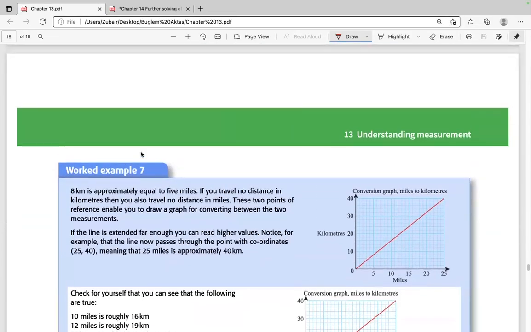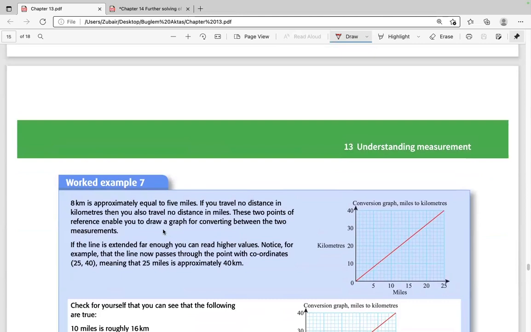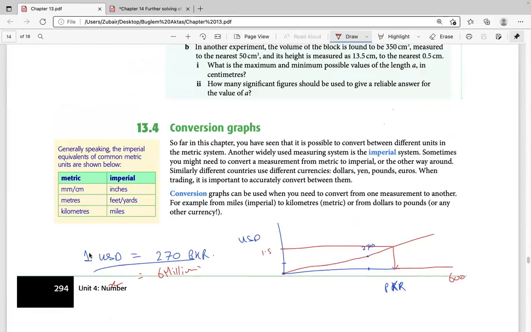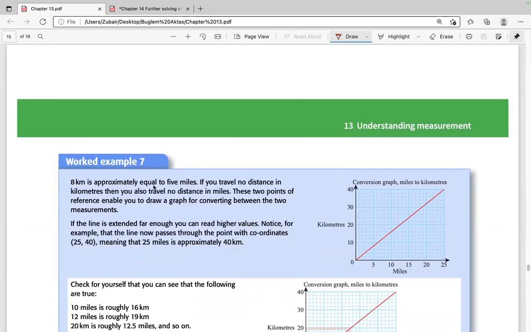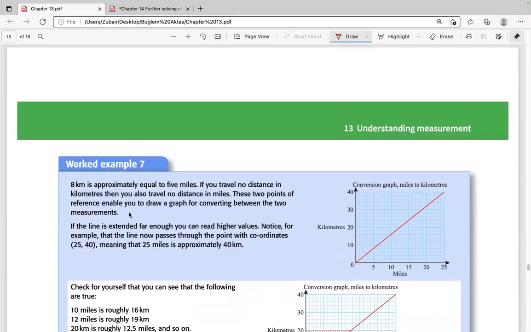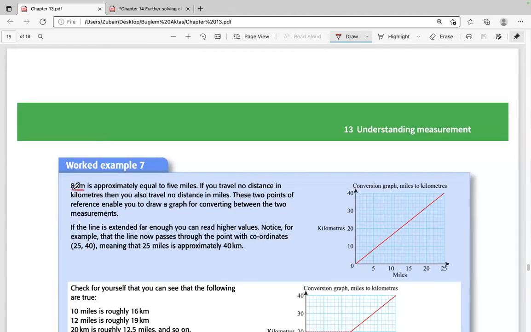So an example, 8 kilometers is approximately equal to 5 miles. If you travel no distance in kilometers, then you also travel no distance in miles. The 2 points of reference enable you to draw the graph for converting between the two measurements, just like we did when we used 1 USD equals 270 PKR. So when we do so, we now know that 8 kilometers is equal to 5 miles. So on the graph, we read that point 8 and 5.